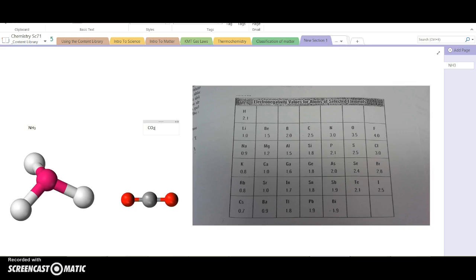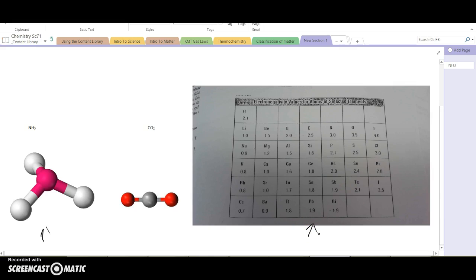So if we look at NH3 here, NH3 has three bonds that are the same between nitrogen and hydrogen. Carbon dioxide has two bonds that are the same between carbon and oxygen. So we have to evaluate those bonds to see if there is polarity, if there is an unequal sharing of electrons. And again, that is based on our electronegativity reference.